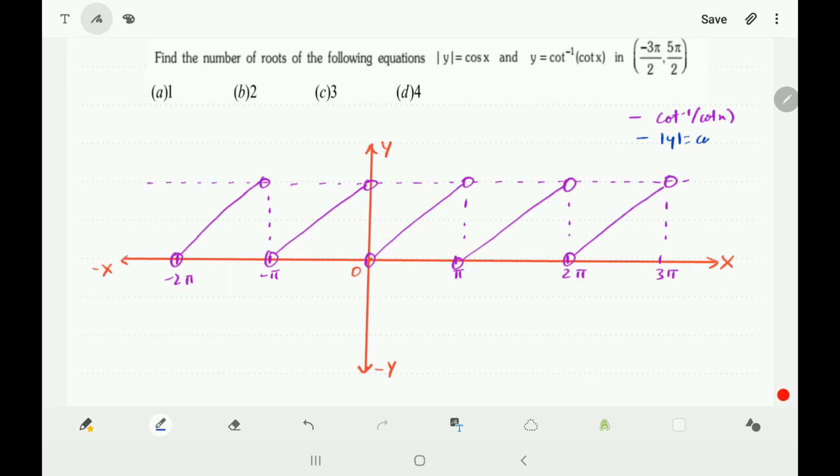So mod y is equal to cos x. Mod y is equal to cos x will make it a relation. You have to first draw the graph of cos x, then remove its lower half, take mirror of upper into lower. So for that we already know that this is minus pi by 2, this is pi by 2, then here we have 3 pi by 2, 2 pi, here we have 5 pi by 2, and this is minus 3 pi by 2. So we know the graph of cos x. So the graph of cos x is like this.